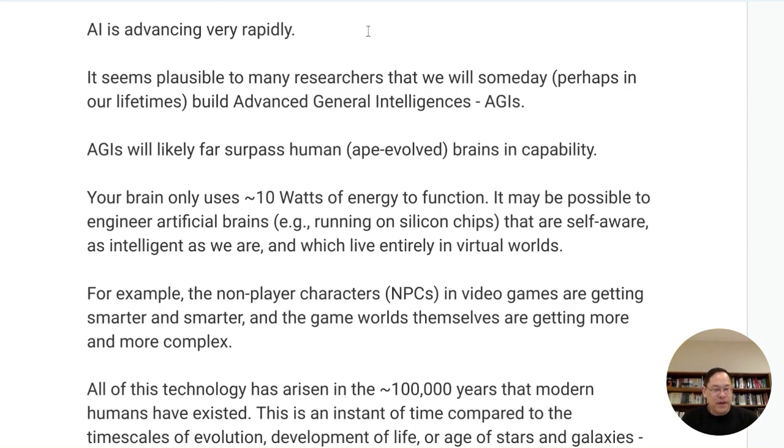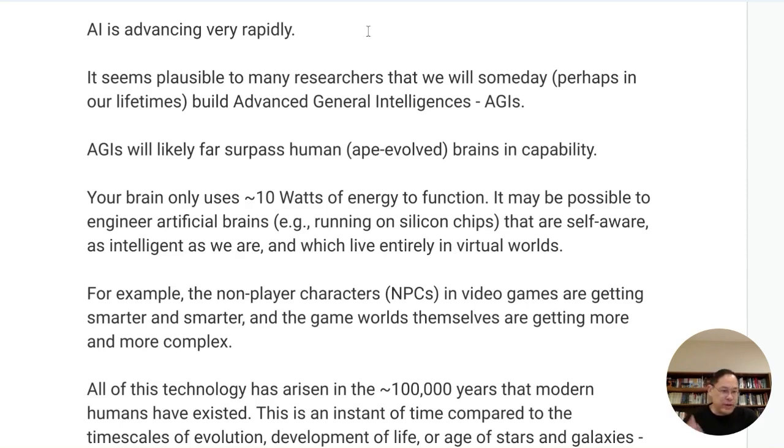It's very plausible that these AGIs will surpass human brains, our brains, by a huge factor. Once you get them going and they're able to help you design the next generation and you're able to house them in huge data centers, there's no reason why they shouldn't surpass human capability by huge margins. Now, our brains are pretty special.